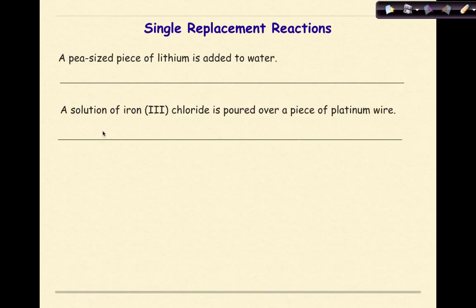Last 2. A pea-sized piece of lithium is added to water. Lithium is going to be represented as Li, added to water plus H2O. The lithium is definitely more active than the hydrogen is, so the lithium is going to come in and kick out the hydrogen. As a result, hydrogen gas is going to be released, H2, and our other product here is going to be LiOH. Now this is a very common type of reaction where we have a group 1 metal being added to water. This turns into a very basic solution and hydrogen gas is released.